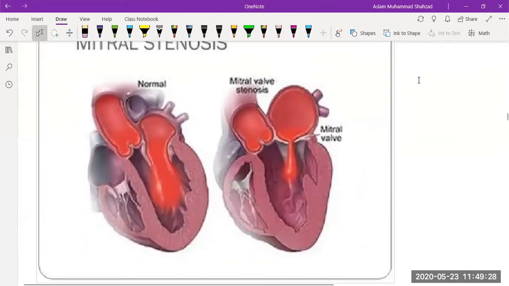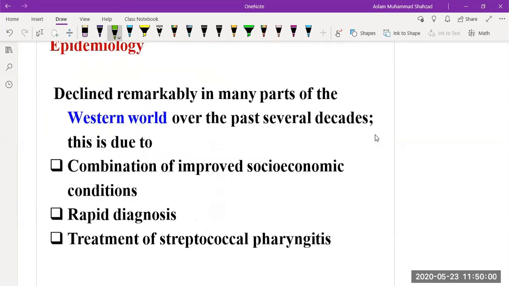Under normal circumstances, the blood can go into the left ventricle. And in mitral stenosis, because of the narrowing of the mitral valve, blood faces difficulty, or you can say obstruction, going into the ventricles. It declined remarkably in the Western world over the past several decades because of improved socioeconomic conditions and because of the rapid diagnosis and treatment of streptococcal pharyngitis, if the arthritis is caused by streptococci, which is the bacteria.